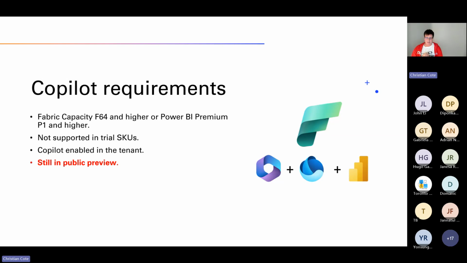Last week, I was working at a client. I was coding for him in a Fabric notebook. And I said, oh, I have an issue with that. What code should I use in Python for it? And I tried, okay, I'm going to crank up the capacity to F64 for a few minutes and use Copilot to help me. But Copilot was not enabled in his tenant, so I was not able to do it. And it's still in public preview.